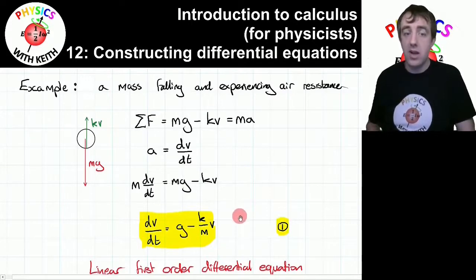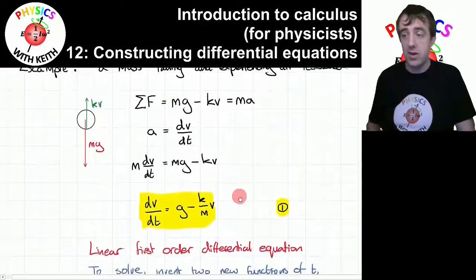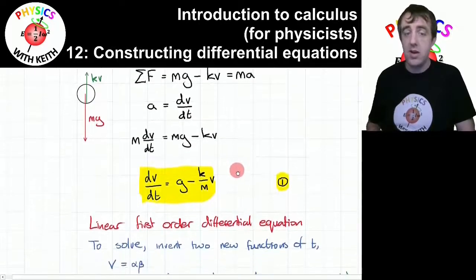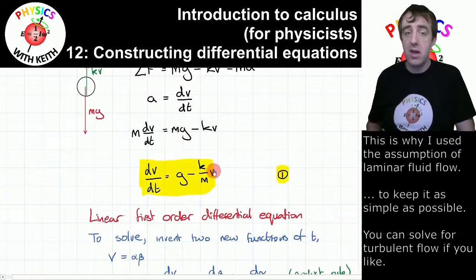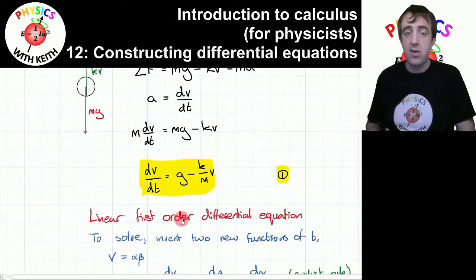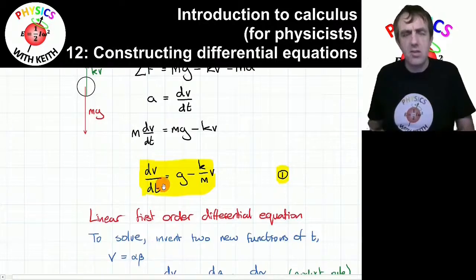This is what is called a linear first-order differential equation. It's linear because the v term here is not squared or raised to a negative power or anything like that. It's a linear relationship, and it's a first-order differential equation because of this term here. dv by dt means it's first order. If that was d2v by dt2, or should I say d squared v by dt squared, that would be a second order differential equation. This is a first order one.